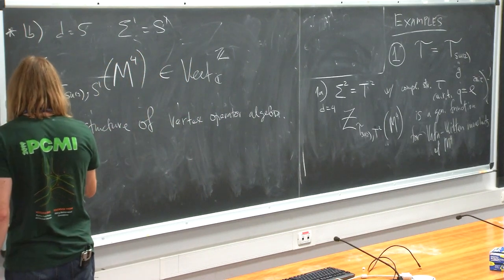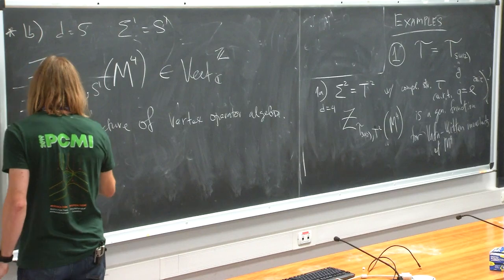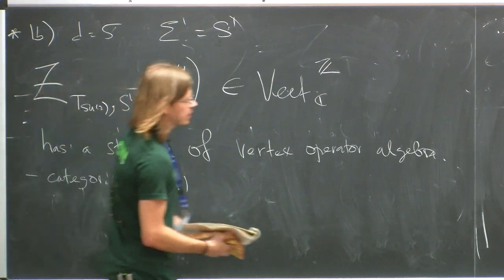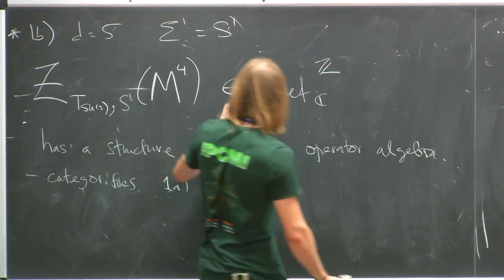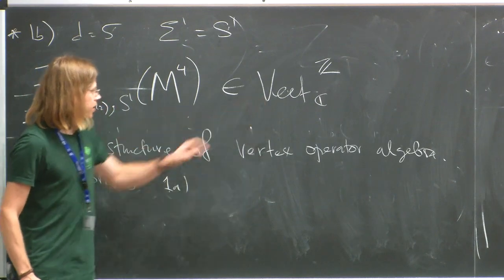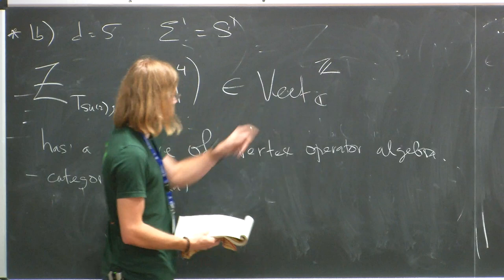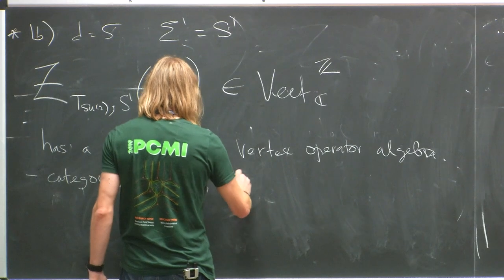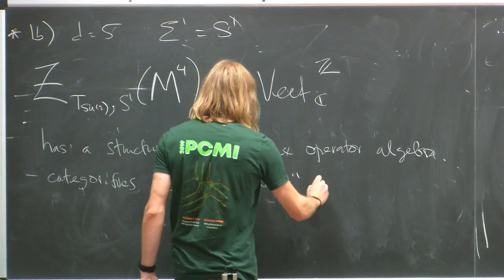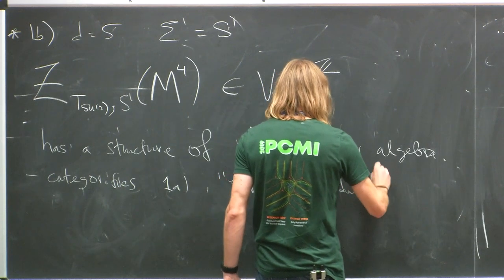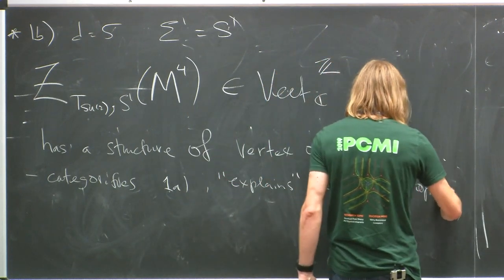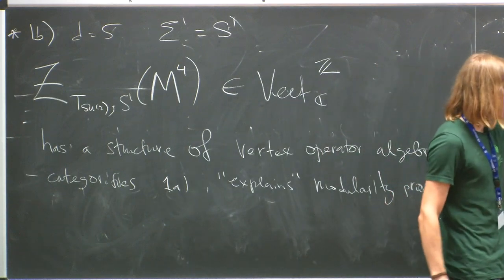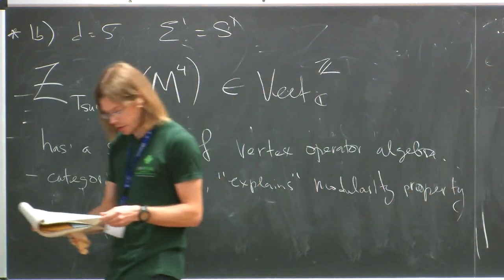And so in a sense, this categorifies the case 1A, because then this thing can be considered just as a trace over the space, the character of the space with respect to this grading, and it categorifies 1A and explains the modularity property. So there is a well-known conjecture that these generating functions for Vafa-Witten invariants should be modular forms.